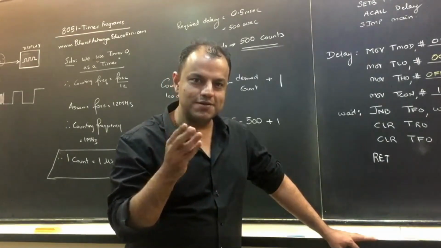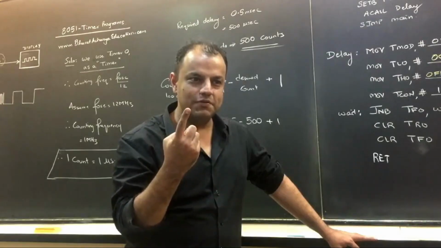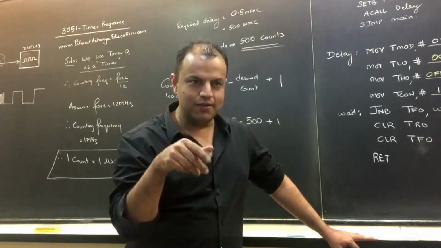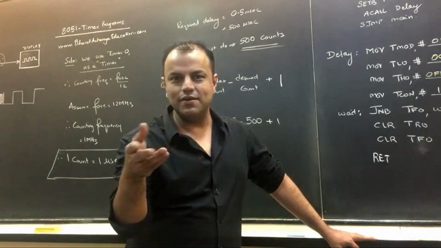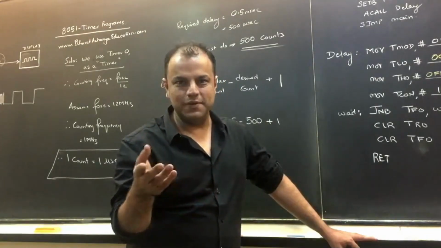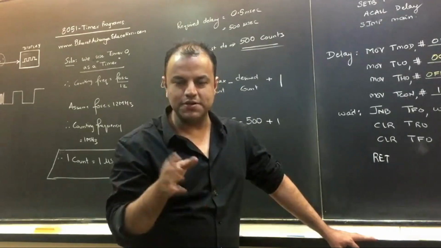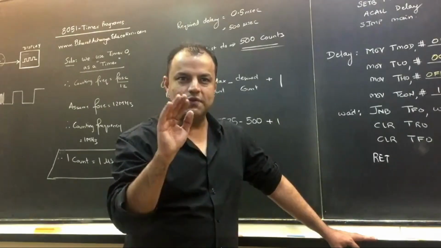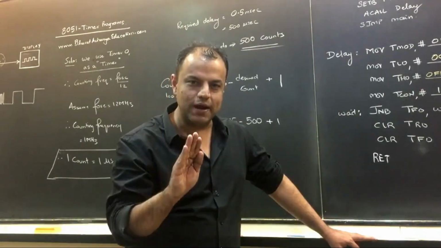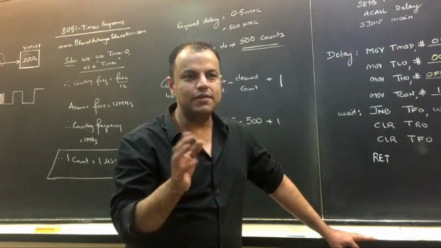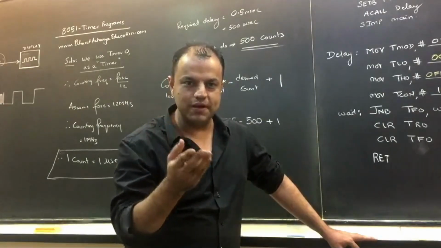So from 12 megahertz, if we have made it 11 megahertz, that means we've reduced it by 1. 1 in the context of 12 is somewhere around 8%. I'm just giving an oral mental calculation, somewhere around 8%. So we're counting at a frequency 8% lesser. That means the count also approximately should be 8% lesser.